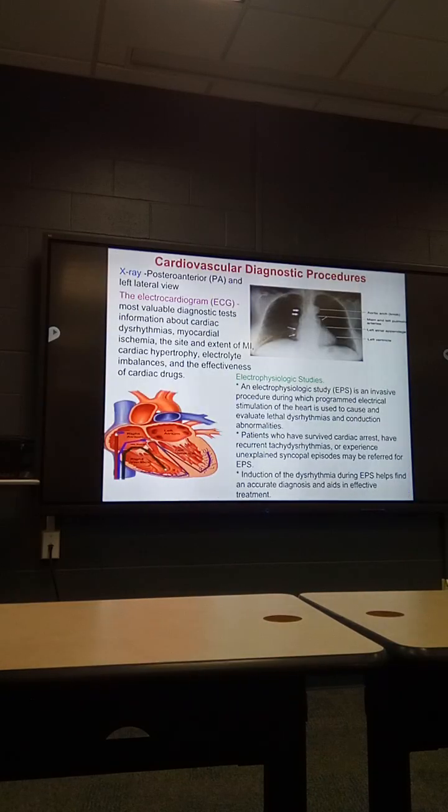So, procedures, the first one is an x-ray. We want to look at the heart. We can see if the heart is enlarged. We can see if that heart is in the right location.